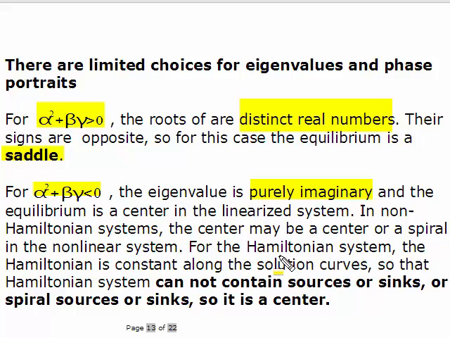eigenvalue, and the equilibrium is a center in a linearized system. But in the general nonlinear system, it could be a center, or it could be a spiral source or a spiral sink. But for the Hamiltonian system, you have this Hamiltonian that's constant along them, therefore it truly is a center. Hamiltonian systems cannot have sources or sinks, or equivalently a spiral source or a spiral sink. So we see we can have a saddle, or we can have a center.